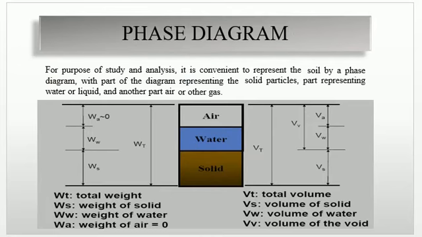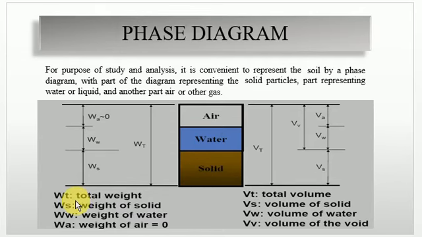Hope you guys understand about three phase and two phase. So now let's understand about phase diagram. For the purpose of study and analysis, it is convenient to present the soil by phase diagram system, with part of the diagram representing the solid particles, a part representing water or liquid, and another part air or other gas, as we discussed earlier. So from the first figure, we can understand about volumetric and weight proportion of the soil.